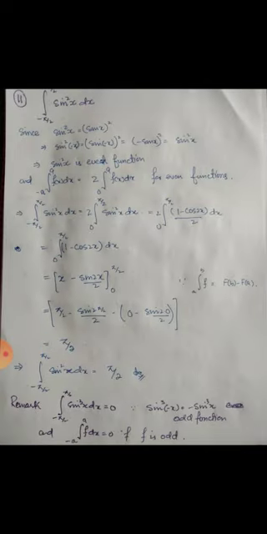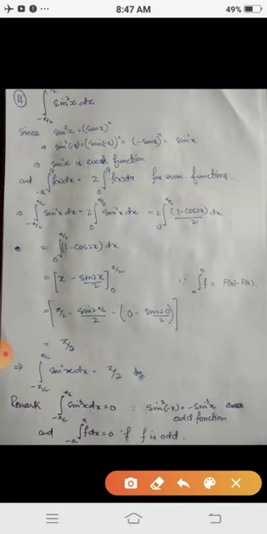Now another question: integral from minus pi by 2 to pi by 2 of sine square x dx. Here the given function is sine square x, which can be written as (sine x) whole square. Sine square of minus x is (minus sine x) whole square, that is simply sine square x, which implies that sine square of minus x is sine square x, hence it is an even function.